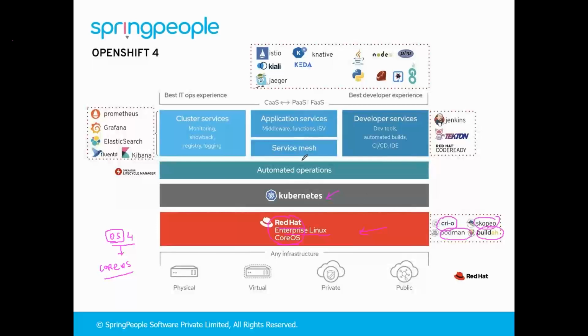After Kubernetes, on top of that, they deploy by themselves Prometheus and Grafana. Basically, this is the monitoring part. So OpenShift gives you monitoring by default. It will give you multiple cluster services: monitoring, registry, logging.